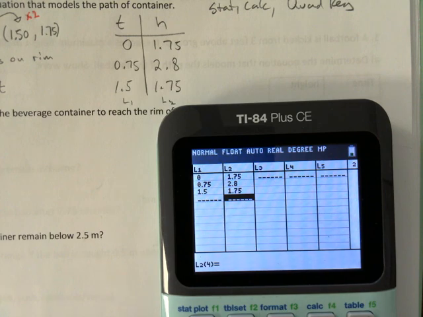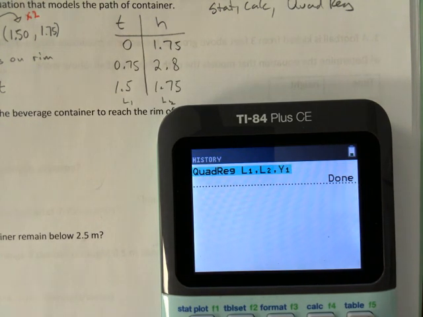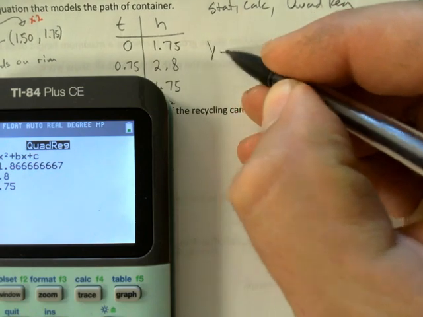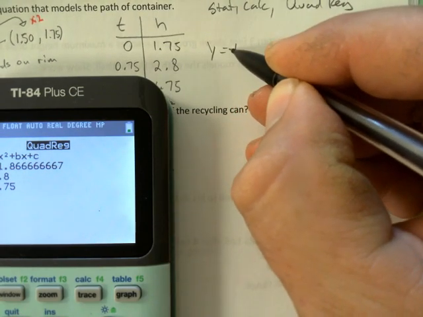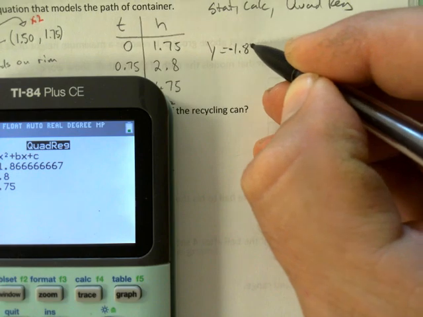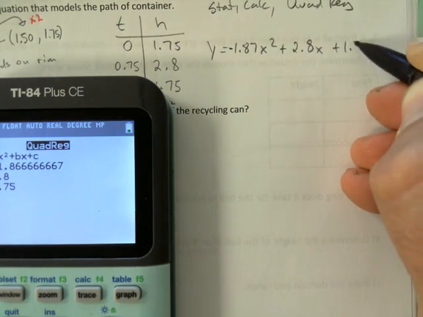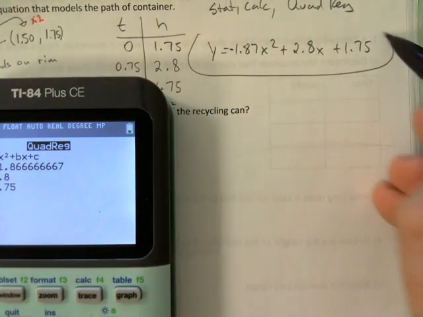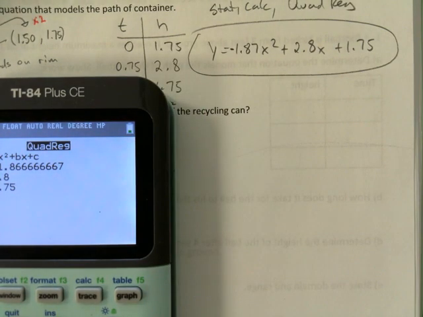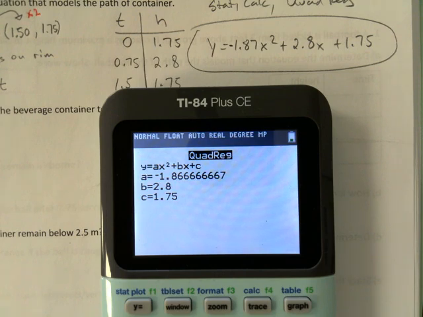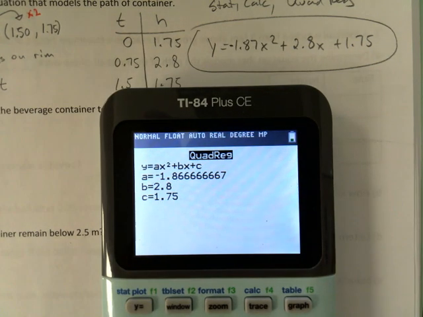So now we go ahead and do the regression. I'm going to check my home screen. If I just did the regression, copy, paste, run it again. There it is. This curve models, it's a negative, don't forget the negative, 1.87x squared plus 2.8x plus 1.75. It shouldn't surprise you. The 1.75 should not surprise you. That is exactly what we expected.